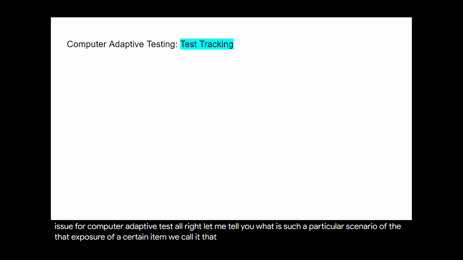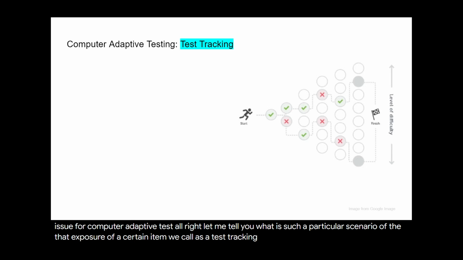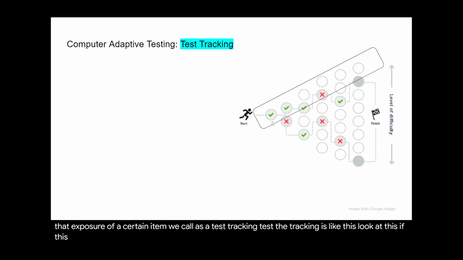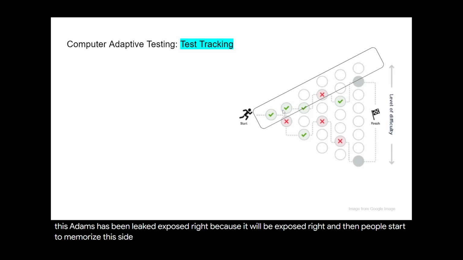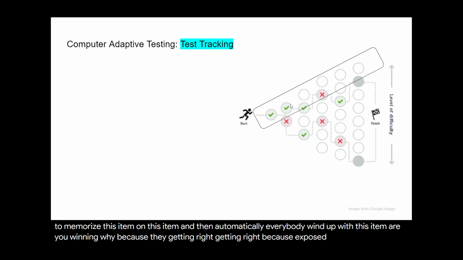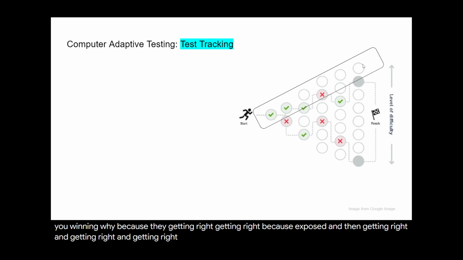We call it test tracking. Test tracking is like this. Look at this. If this item has been leaked, exposed, right? People start to memorize this item and this item. And then automatically everybody winds up with this item. Are you with me? Why? Because they get it right because it was exposed. And then getting right and getting right and getting right.